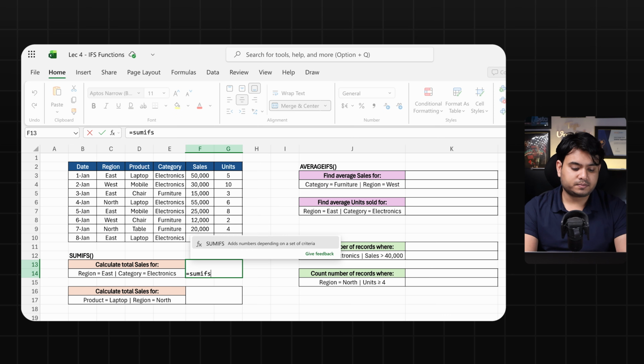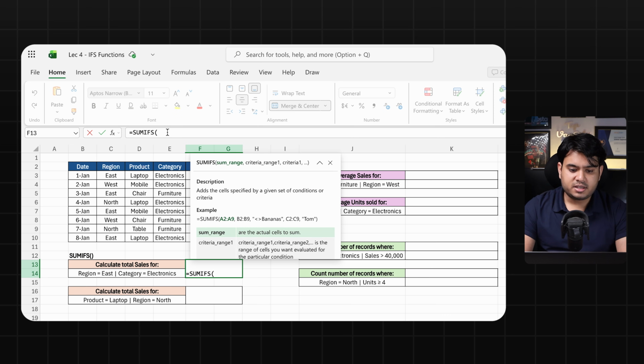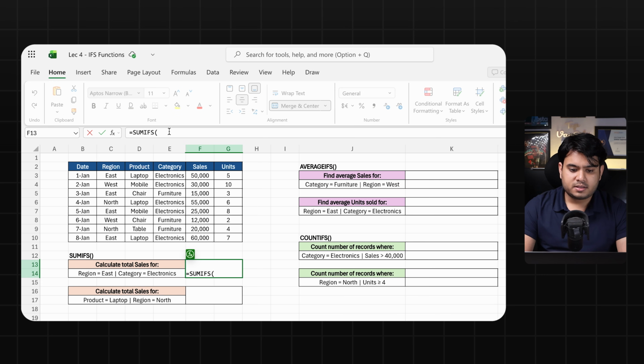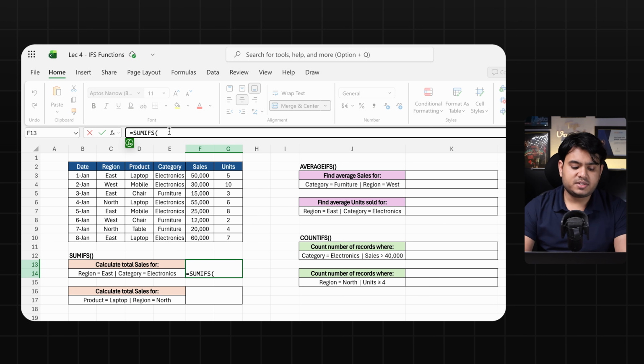SUMIFS. Here you can see SUMIFS. What I am selecting is the sum range. They are asking to calculate the total sales, so I am selecting this total sales and locking it.